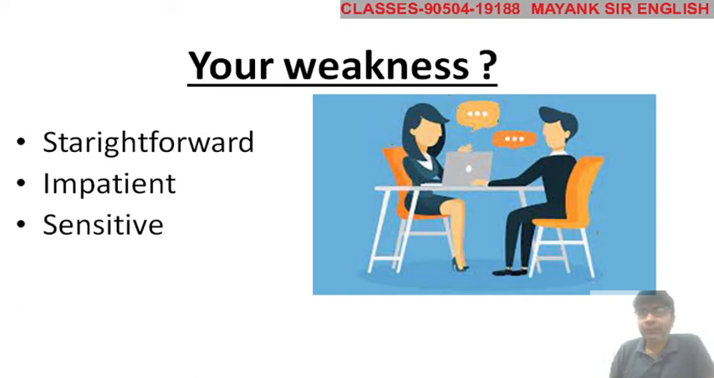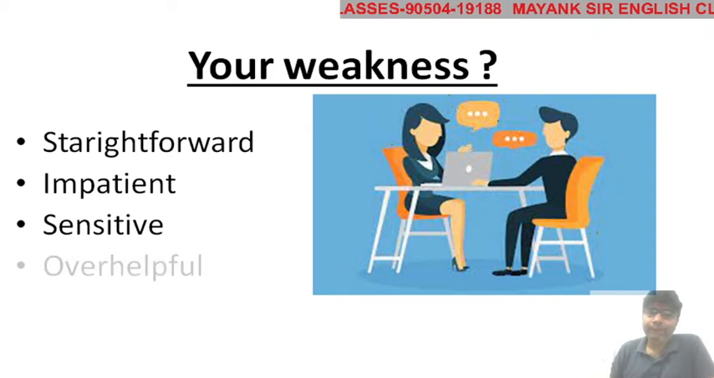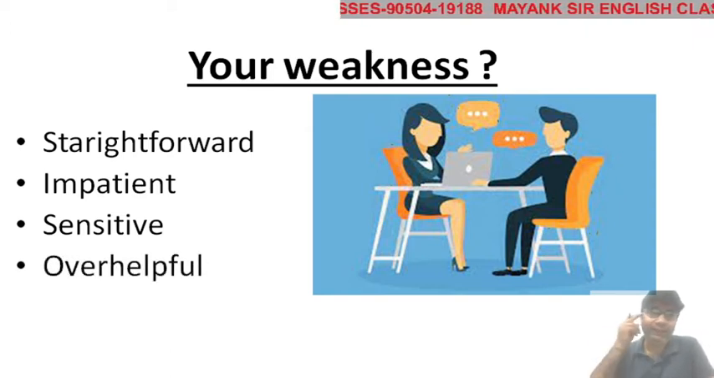Sensitive. You feel what people say about you. You're quite sensitive. Over helpful. You're very helpful by nature, and this is actually a quality that people take advantage of. So being over helpful sometimes becomes a weakness. People take advantage of it.